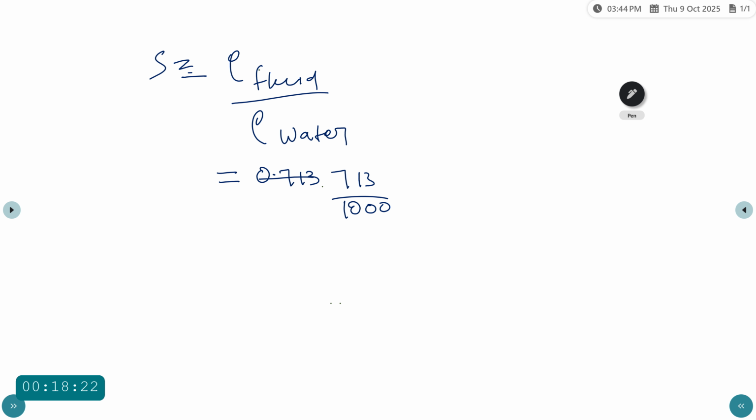So the specific gravity of the case 1 petrol is 0.713. It contains no unit, because both densities have kilogram per meter cube, so the units cancel. The answer is 0.713. Next we will move on to case 2.